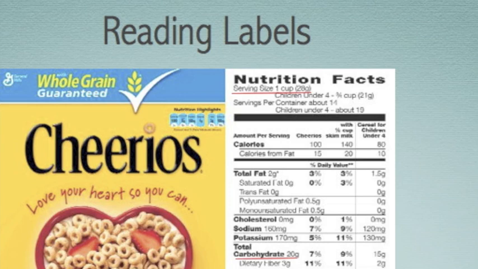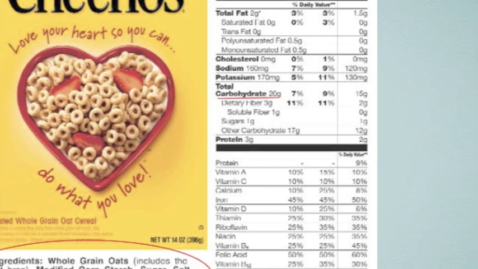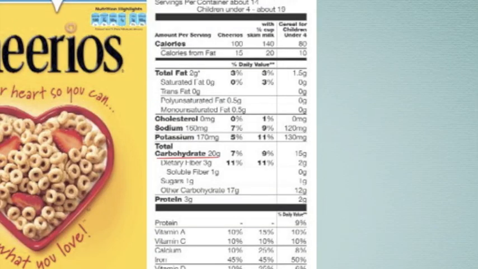So now I typically recommend going down and looking at the total carbohydrates. The total carbohydrates in 1 cup of regular Cheerios is 20 grams. If you go back up to the top of the label and look at the calories, there's 100 calories per cup. That means that Cheerios are 80% carbohydrate. 80% carbohydrate, way too much.